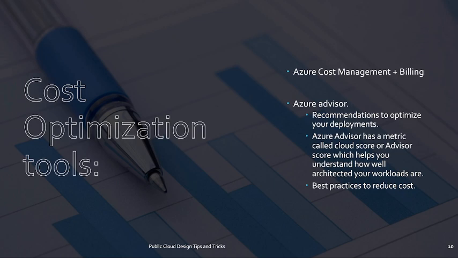Now, cost optimization tools. As I said, like Azure Cost Management and Billing, that will help you get the expected cost or predict the cost. At the same time, Azure Advisor plays a really vital role, which will always recommend you to optimize your deployments. Azure Advisor also has a metric called Cloud Score. So Cloud Score is one of the vital players in this cost optimization game, an Advisor score, which will help you understand how well architected your workloads are.